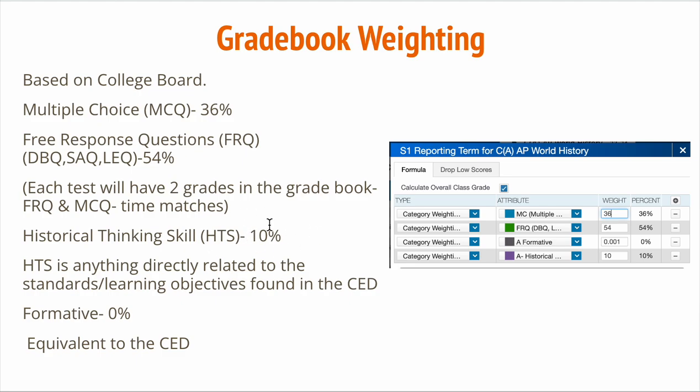But then each test is broken down. Your multiple choice test will be 36%, and your FRQ will be worth 54%. That's directly correlated to the 40-60 from the actual exam. Which also means each test will have 2 grades in the grade book. You'll have one for the MCQ, one for the FRQ. And when you take the test in class, I will give you the same amount of time you would normally have. For instance, if the MCQ is 20 questions, you would have 1 minute per question according to the CED, and so you'll have 20 minutes to take that test. Again, I try to match the CED as much as possible.